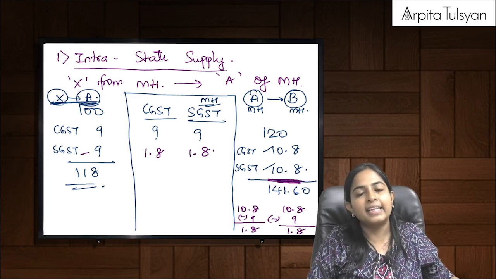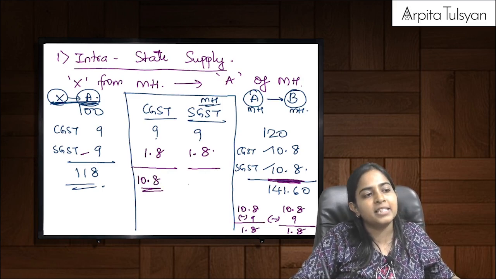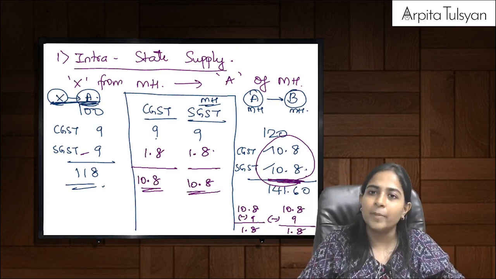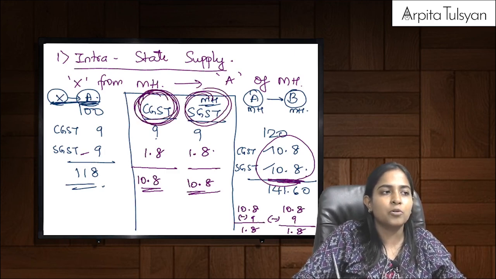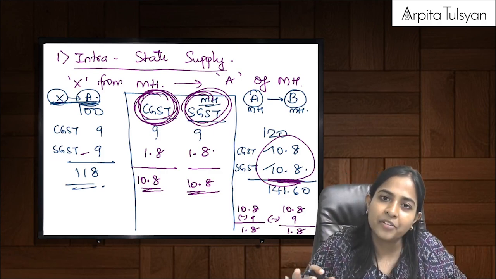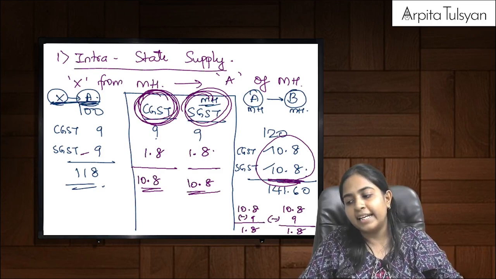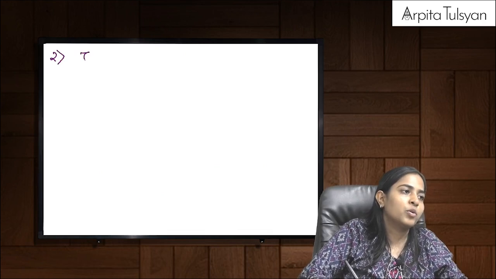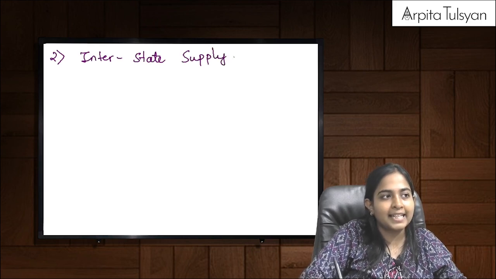Can you now tell me the final amounts earned by the government? CGST has earned 10.8 rupees. SGST has also earned 10.8. Finally, this much amount of tax has reached the government. And which government? Because everything was intrastate, therefore Maharashtra. This goes to the central government. This goes to the Maharashtra state government. Chapter over. Did you understand this calculation, everyone? Yes? Okay. Till intrastate, everything is okay. Now, let's go to interstate supply and let's complicate things now.